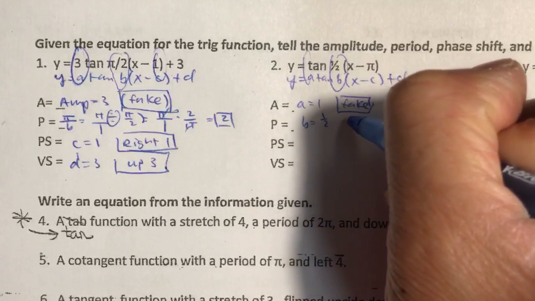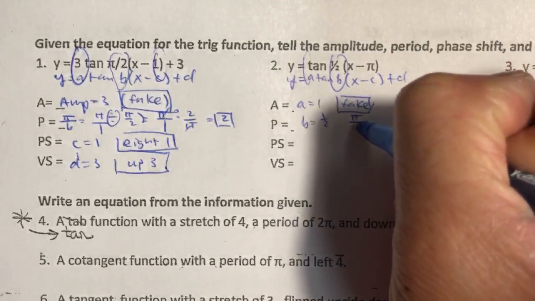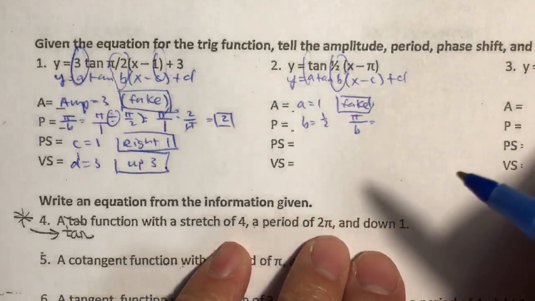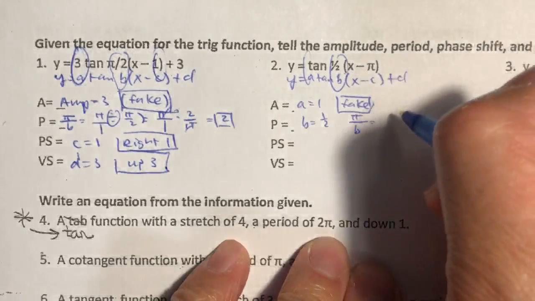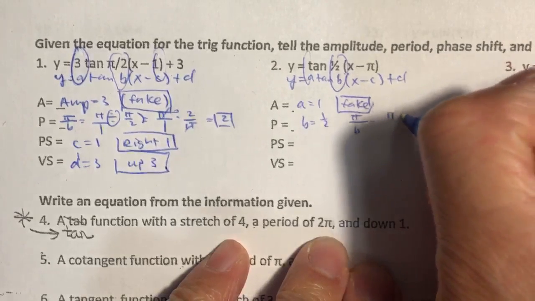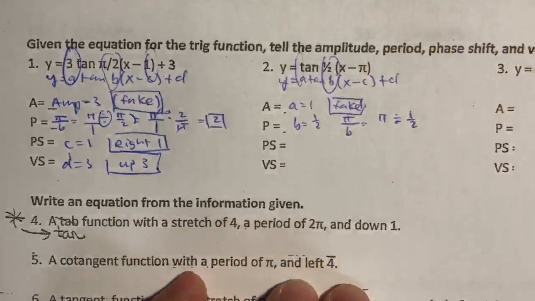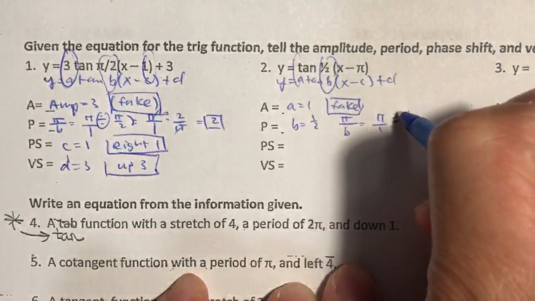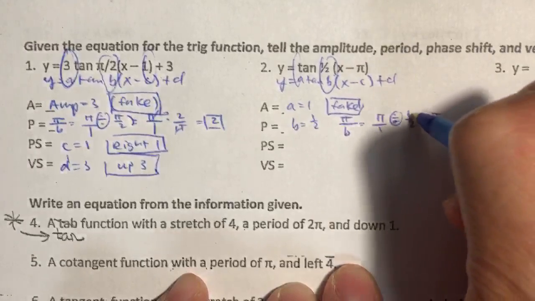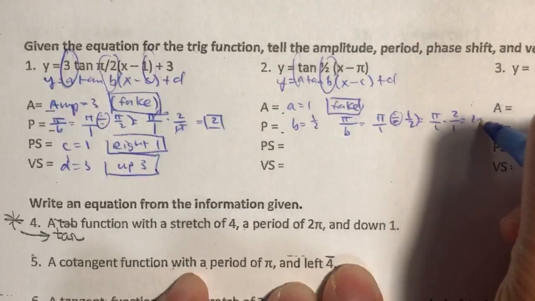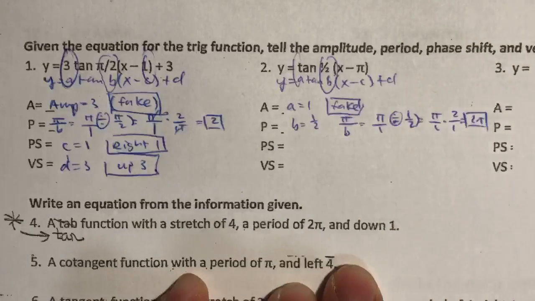And remember, the period is pi over b. 2 pi over b is for cosine, sine, secant, cosecant. Pi divided by 1/2. Put over 1, changes to multiplication, and you're flipping that one. So my period is going to be 2 pi.